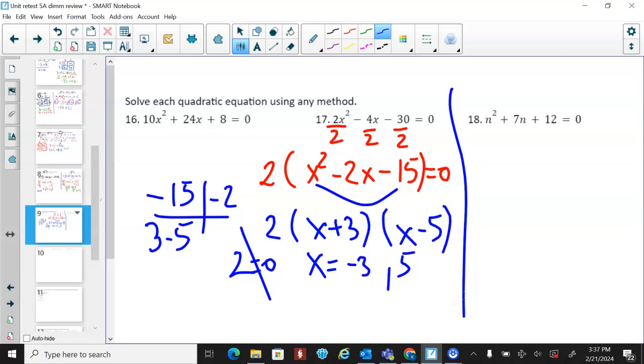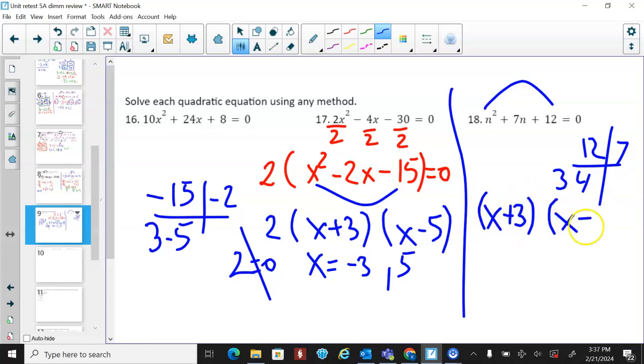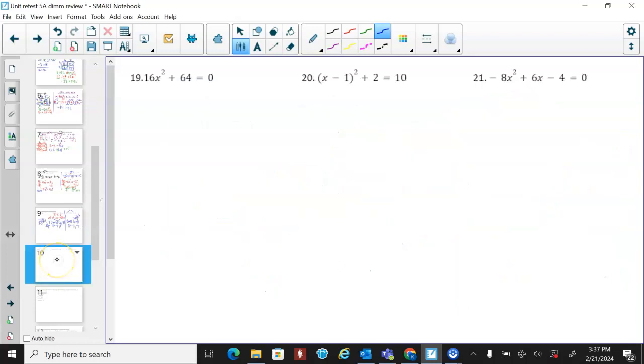And then the last one, I'm going to multiply again. 1 times 12, that's a 12 again. I would encourage you to check the answers in Desmos. And then to add to 7, the two factors are 3 and 4. So this is going to be x plus 3 and x plus 4, which means x will equal -3 and -4 after we set them equal to 0. Okay? All right. 19, we are missing a b, so I'm just going to go ahead and solve for x.